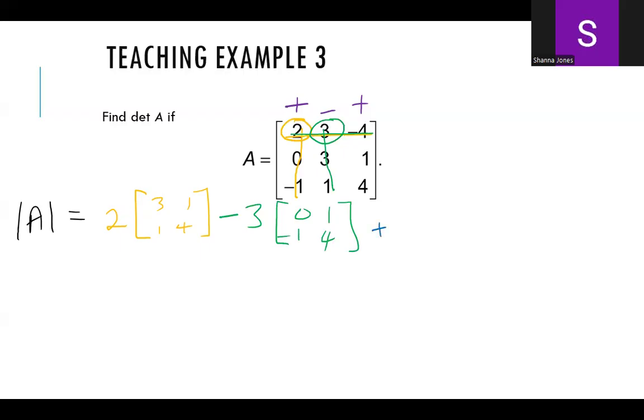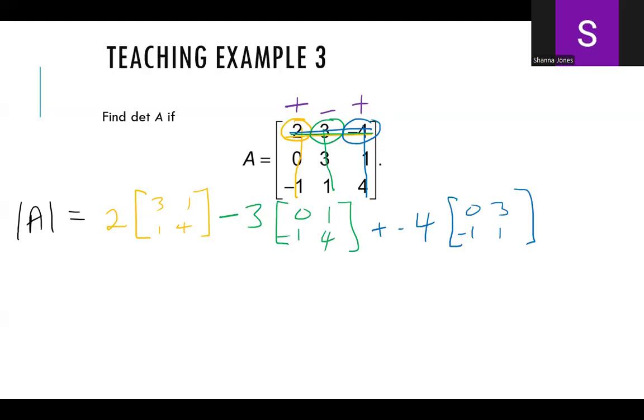Plus, my last element is -4. It's in row 1, column 3. And I'm left with 0, 3, -1, and 1. So that's the setup. Okay.